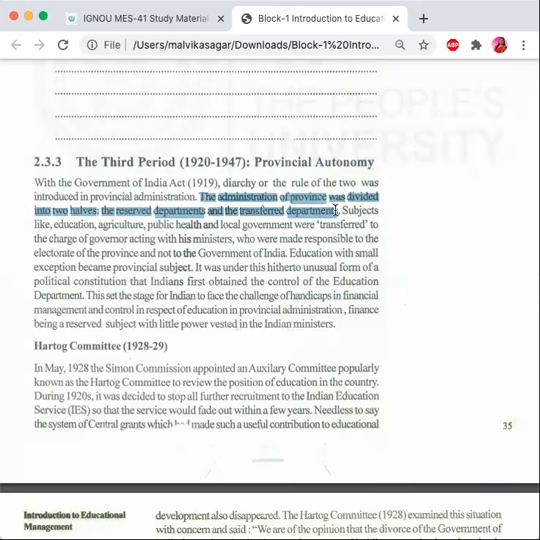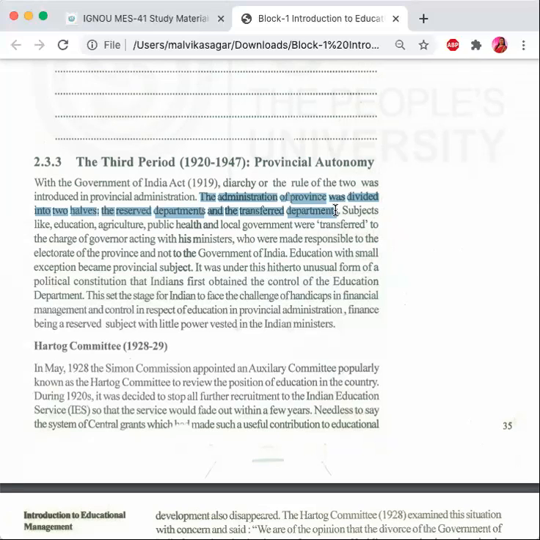Hartog Committee, 1928-29. In May 1928, the Simon Commission appointed an auxiliary committee, popularly known as the Hartog Committee, to review the position of education in the country. During 1920, it was decided to stop all further recruitment to the Indian Education Service, also known as IES, so the service would fade out within a few years.